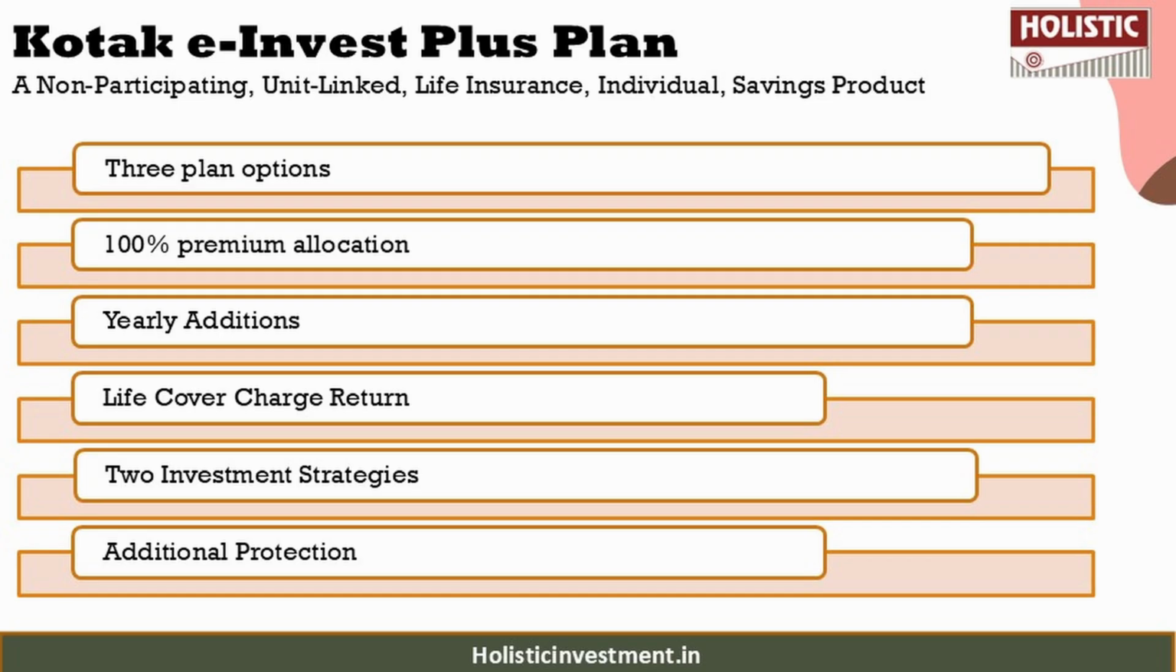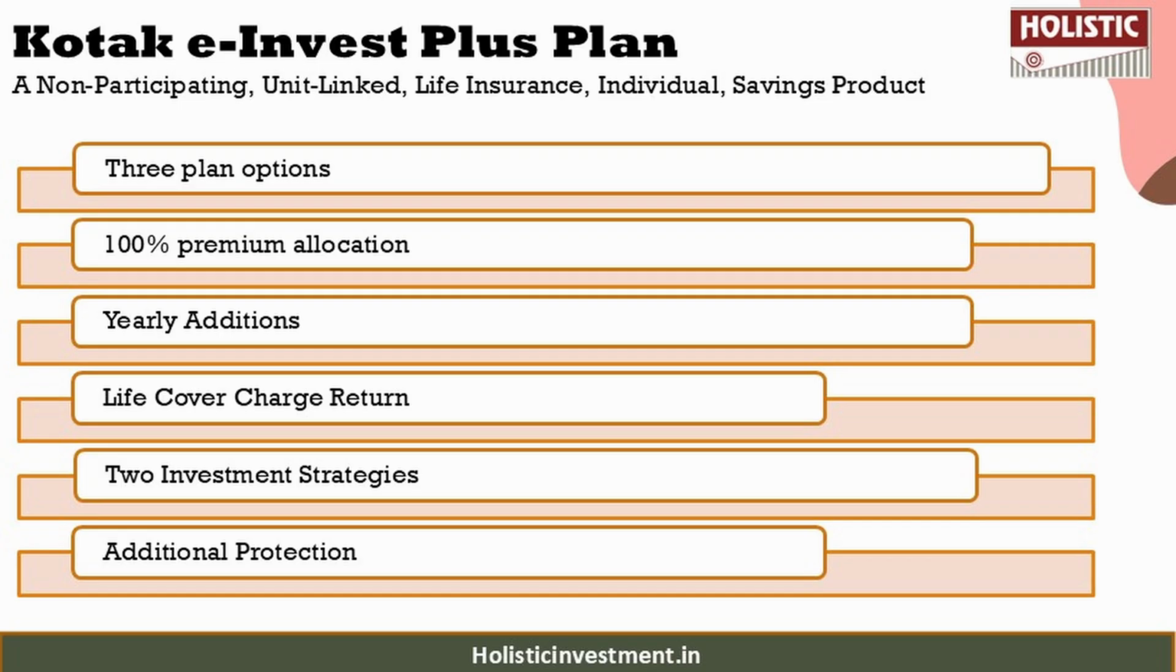So your entire premium goes into investment without any allocation charges, and starting from the end of the 6th policy year, yearly additions continue till maturity or death depending on the chosen plan, and between 25% to 200% of the life cover charges are deducted or added back to your fund value. And also you get to choose from 2 flexible strategies to manage your investments, and you also get to enhance your coverage through optional riders.